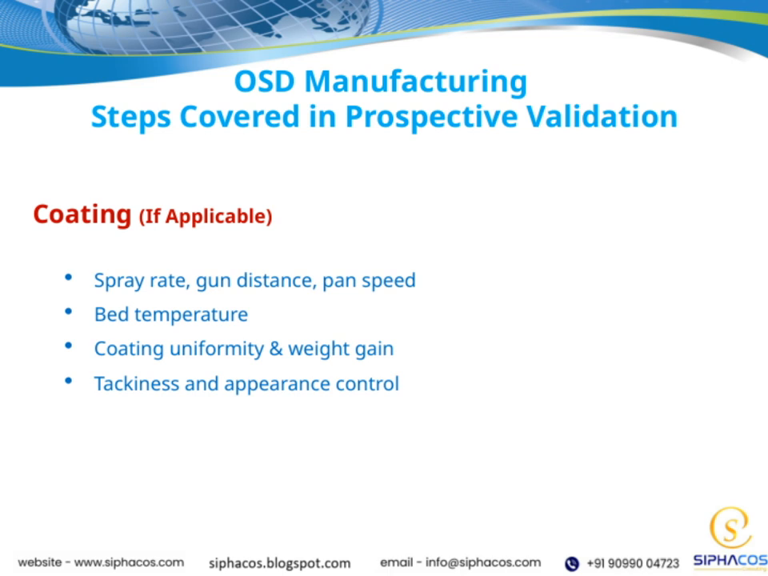We also evaluate coating uniformity and weight gain. Uniformity ensures each product meets specifications, while weight gain helps us monitor the amount of coating applied, avoiding over- or undercoating issues. Tackiness and appearance control are equally important, as they affect both the product's aesthetic appeal and its functional performance, making sure the coating isn't too sticky or uneven. Finally, if coating is applicable to the product, we pay special attention to that process as well.